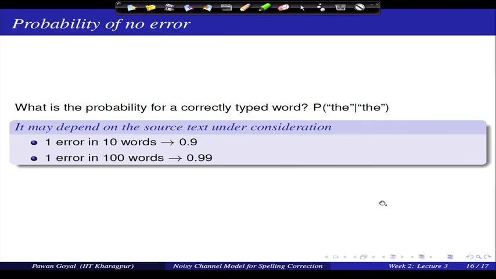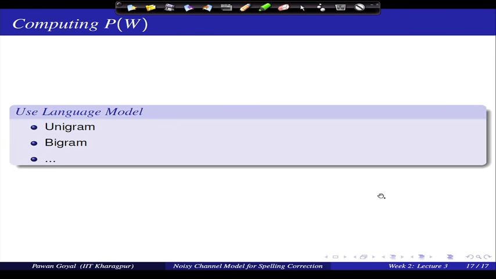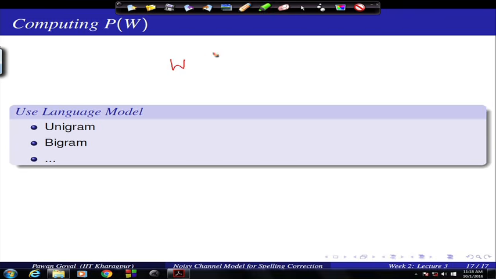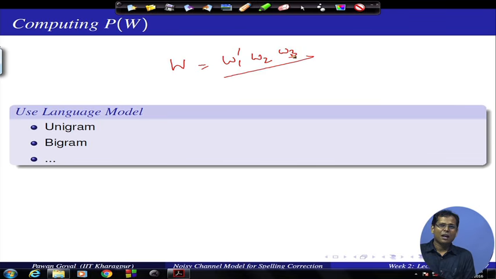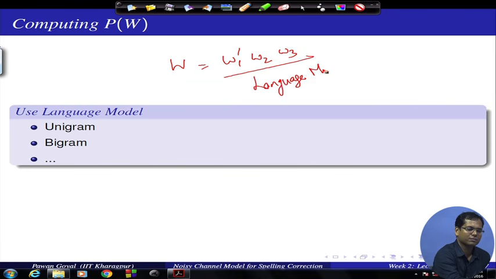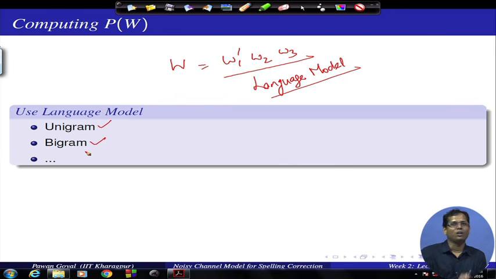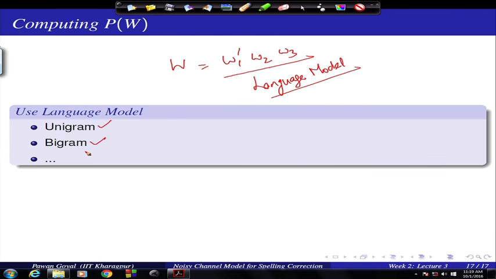Now the other part is finding the probability of W. By W I mean the sequence W1 prime, W2, W3. How do I define the probability of the sequence W? For that, we will use a technique called language modeling. That will give me the probability of any such sequence of words, and we will use any of these unigram models, bigram models, or any other model for finding this probability of W. So this will be the topic for the next lecture.